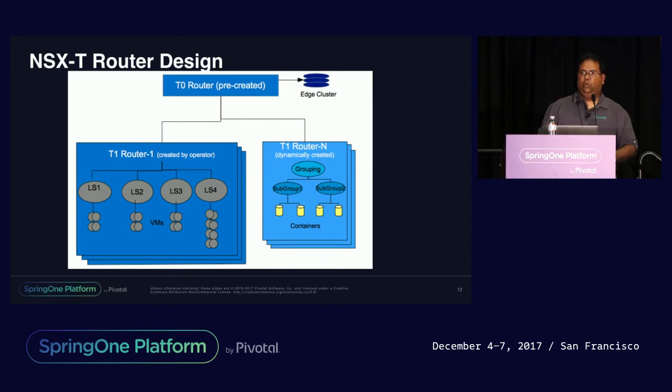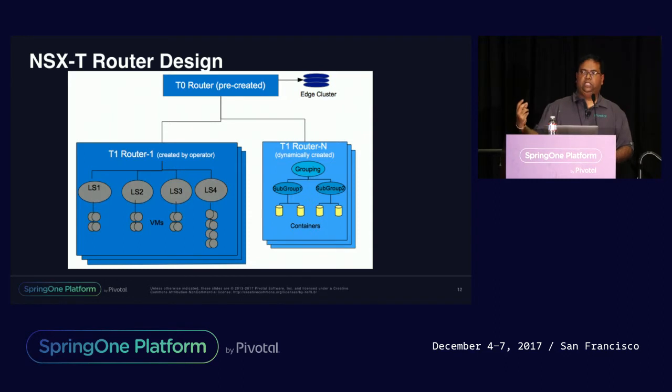And the LS1, LS2, those are logical switches. So you might have multiple VMs. They will be able to talk to each other. They will be able to talk across T1 routers. And the one on the right side, the lighter blue, those will be created dynamically for you as you start pushing apps, or in Kubernetes land, you might be pushing new pods and namespaces. So those would be dynamically generated for you on the fly.